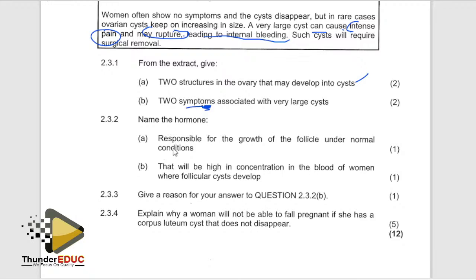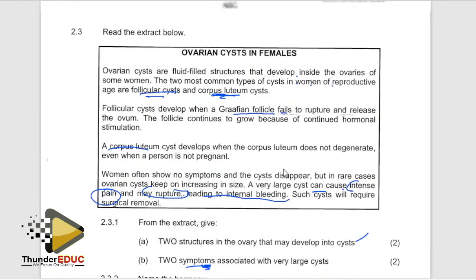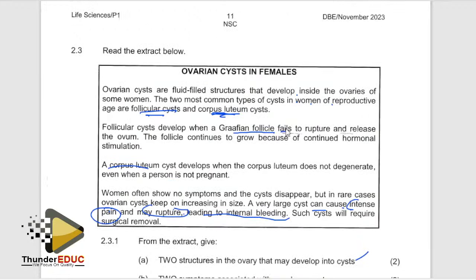Name the hormone that is responsible for growth of the Graafian follicle under normal conditions. That is follicle stimulating hormone, the hormone which stimulates the development of the Graafian follicle. That will be high in concentration in the blood when the follicle cyst develops, when the Graafian follicle fails to rupture. When the Graafian follicle ruptures, we call it ovulation. Which hormone triggers ovulation? That is luteinizing hormone.